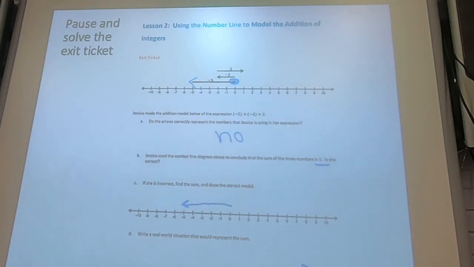So from negative 5, I have to go 2 places left. So now I'm right there at negative 7. All right, then I'm going to add 3, so I have to go right 3. So 1, 2, 3. It's going to take me to negative 4. So is she right? No, she is not.